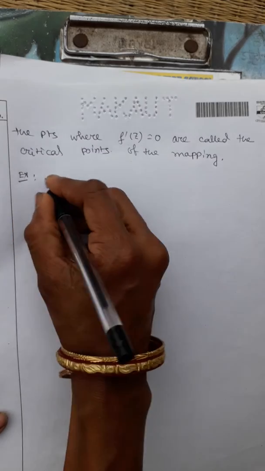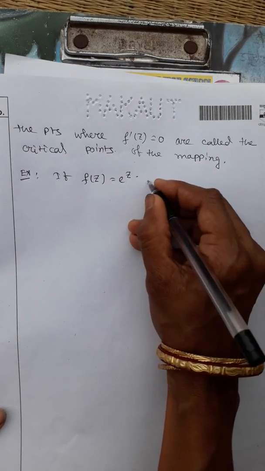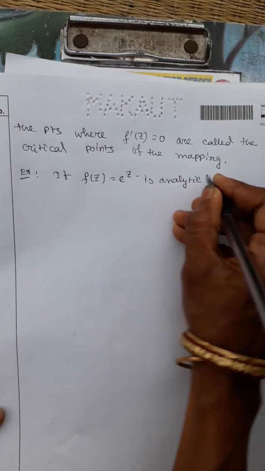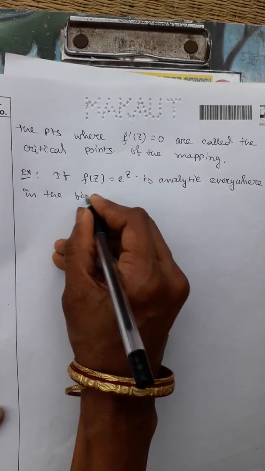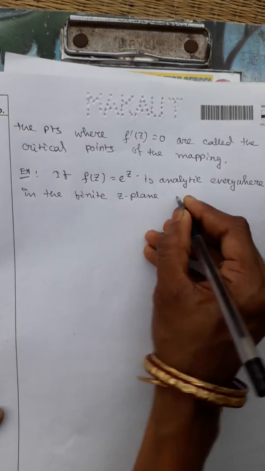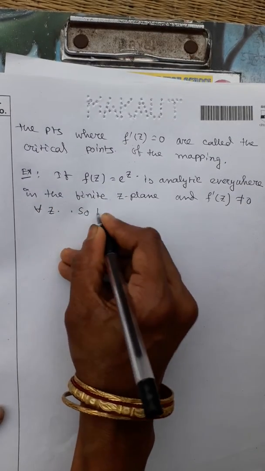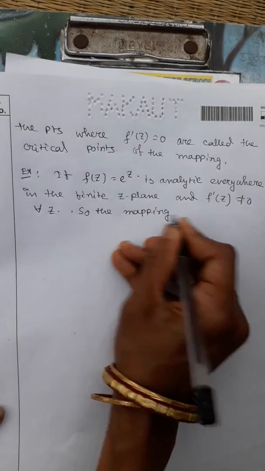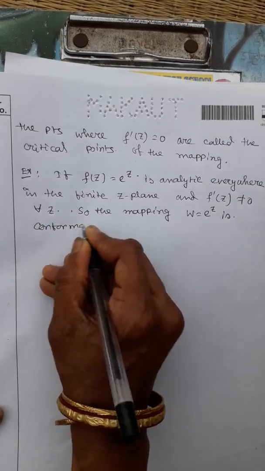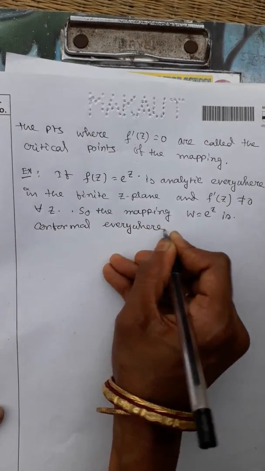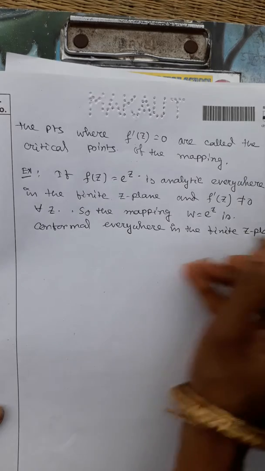For example, if the function f(z) = e^z, which is analytic everywhere in the finite z plane, and f'(z) not equal to 0 for all z, so the mapping w = e^z is conformal everywhere in the finite z plane.